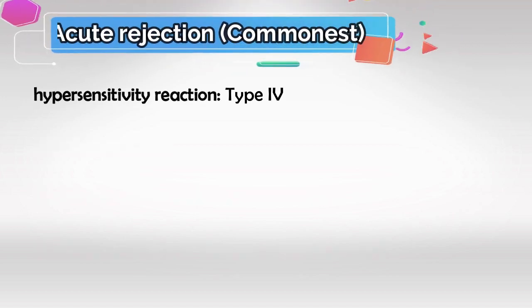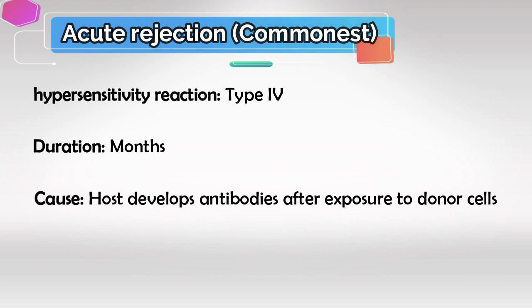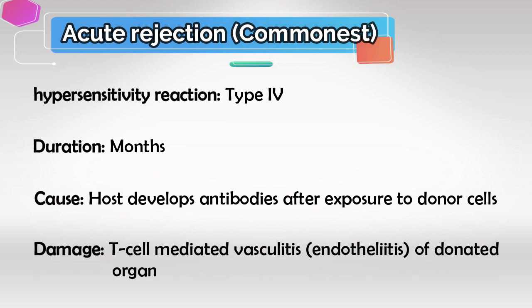Acute rejection, which is the most common, is caused by type 4 hypersensitivity and usually takes months to occur. In this type, the host will slowly develop antibodies against the donor. Under the microscope, we're going to see T-cell mediated endotheliitis.